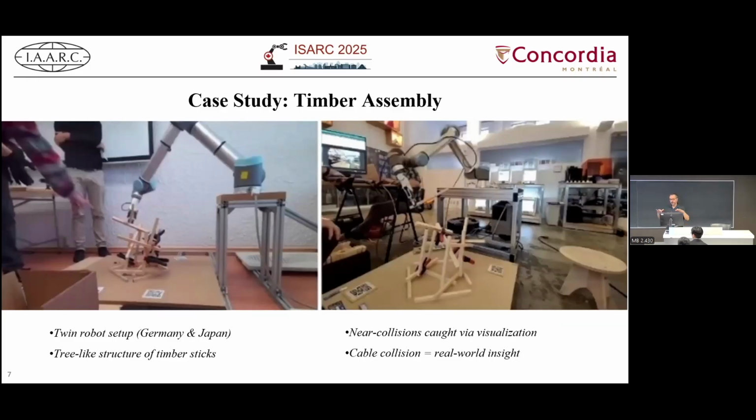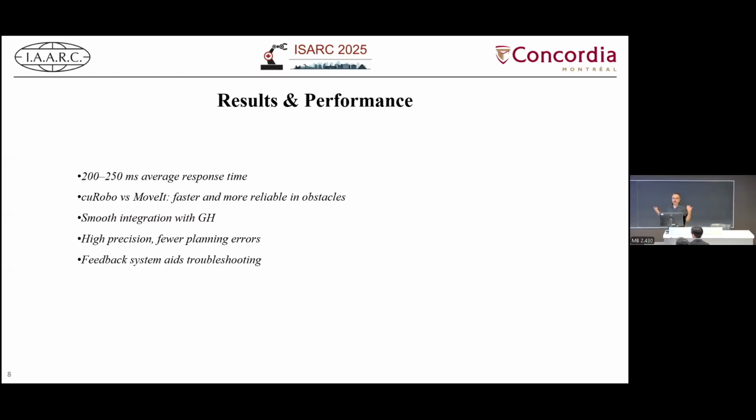This was all based on research funded by DFG, the German research foundation, that also funded this work with Tokyo. We have a synchronized setup in Tokyo and Cottbus, and it worked super well. The overall average response time was a quarter of a second, which was really good. And it's better than MoveIt. It's quicker and it's reliable when we talk about obstacles, and we got a smooth integration with Grasshopper. So it's something that was not there before.